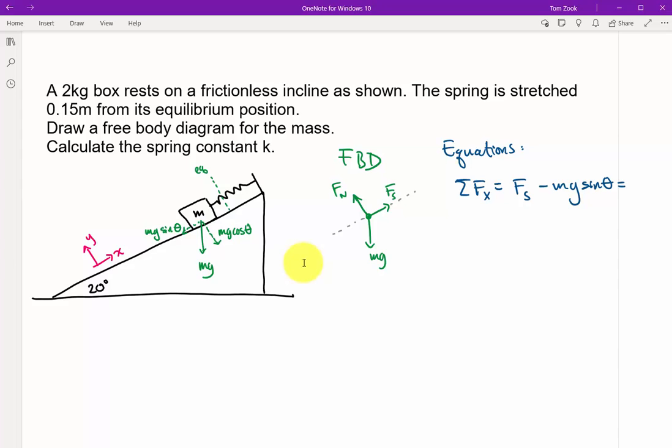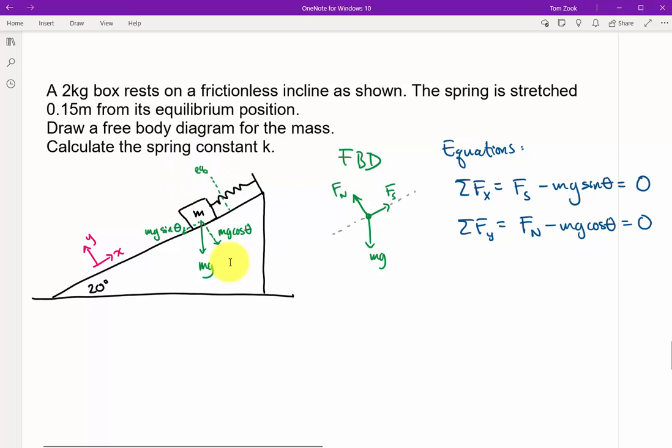And those would be equal to normally m times a, but in this case it says it's at rest. So it's just sitting there. So there's no acceleration at this time. It's being held there between those two forces. And then in the y direction, although we don't need it for this problem, we might as well write it out just to be thorough. We'd have normal force in the positive y direction, and then mg cosine theta, the crushing component, subtracted from it because it's pushing in the negative y direction, and that again is also equal to 0.